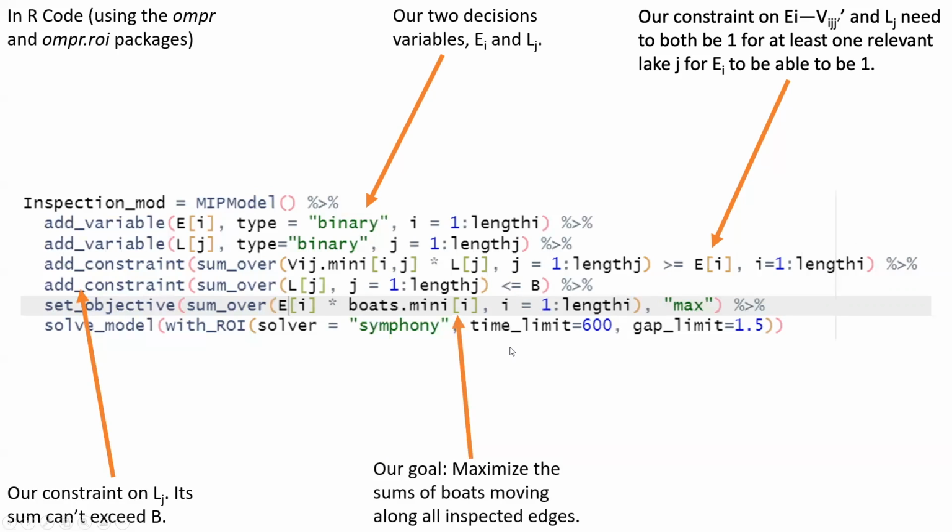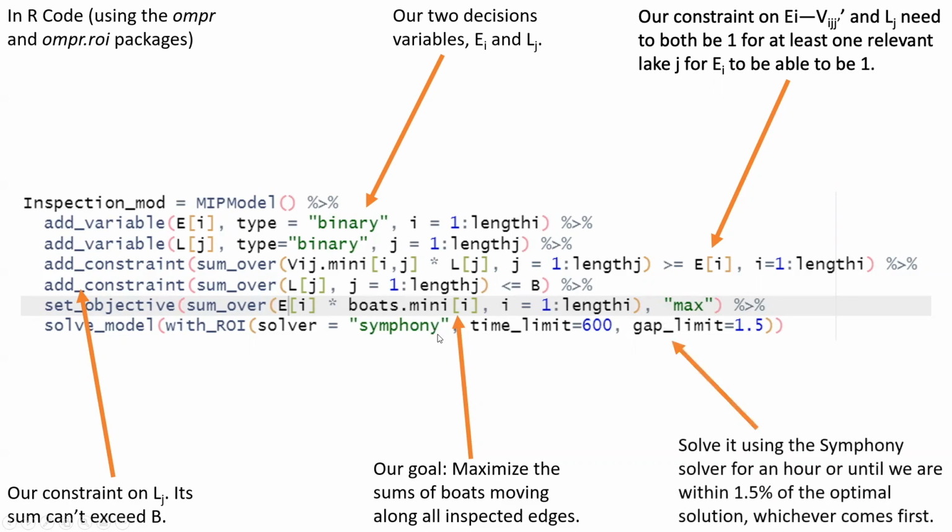That second to last line is us setting our objective. Multiply every edge that's on by the number of boats involved in that edge and try to maximize that sum. So hopefully that makes sense now. And this last line just tells the model how to actually solve this. So I'm telling it here, use the Symphony solver, which is one of, I think, 16 different solvers that these packages have. One nice feature of Symphony is that you can set a time limit. Try to find the optimal solution for an hour and tell me what you've got at the end.